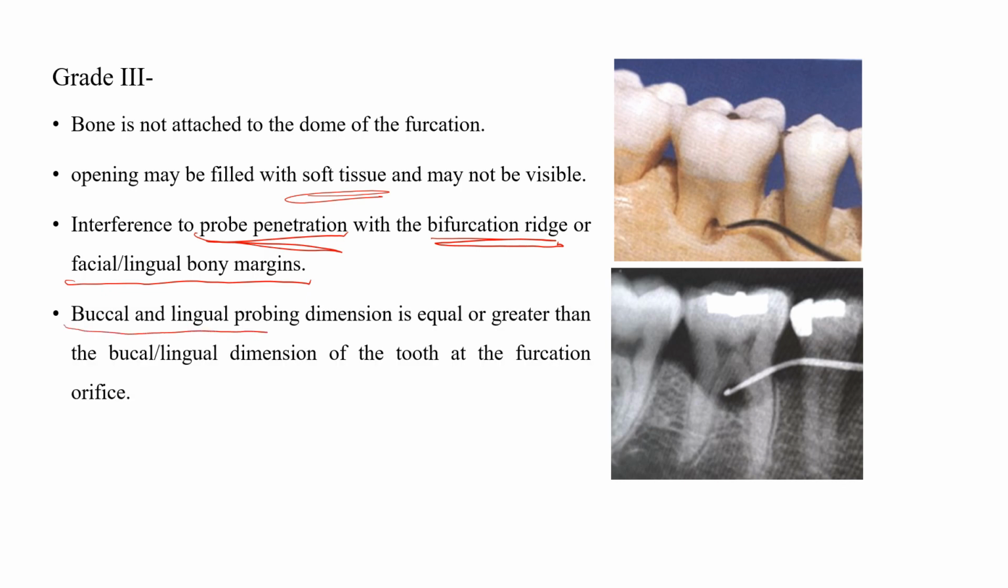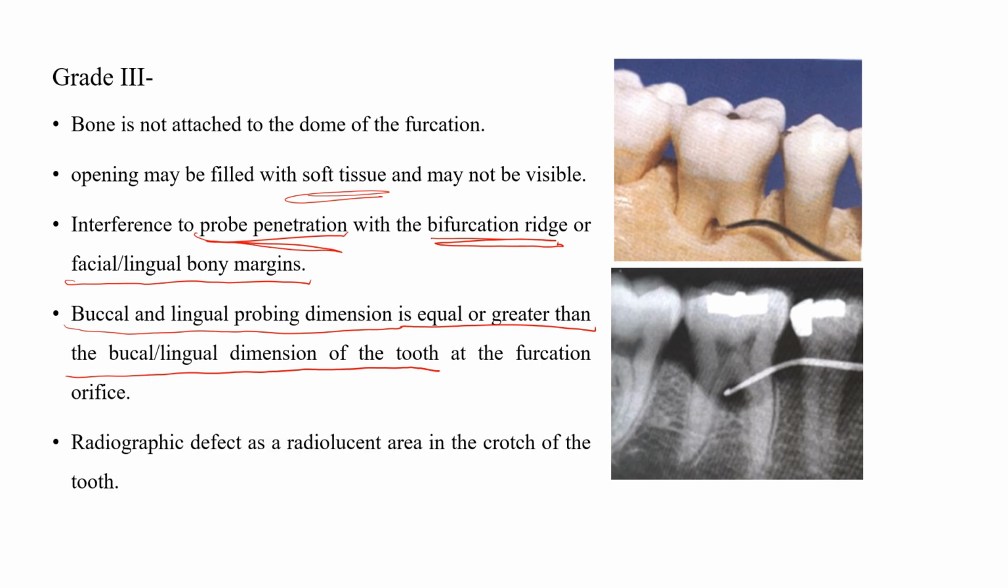Buccolingual probing dimension is equal to or greater than the buccolingual dimension of the tooth at the furcation orifice. Okay, so if we measure the furcation involvement horizontally, buccolingually, then it may be equal to or greater than the buccolingual dimension of the tooth. A radiographic defect, as a radiolucent area in the crotch of the tooth, may be present.